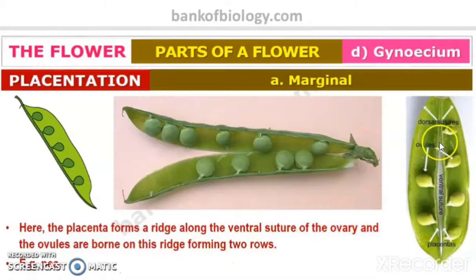Where are the ovules seen? They are formed on this ridge at the ventral suture. How are the ovules borne? These ovules are borne on the ridge, forming 2 rows.